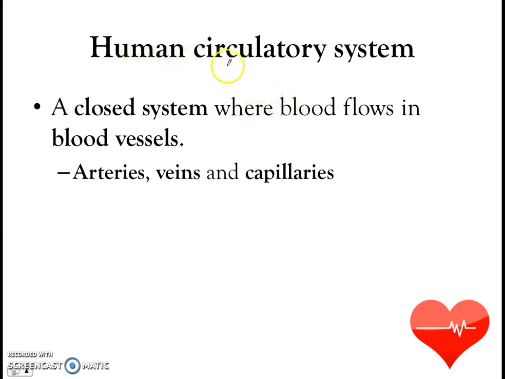Alright, so in the human circulatory system, blood flows in blood vessels. And we've seen that there are 3 main types of blood vessels, namely the arteries, veins, and capillaries. Now, because blood flows inside blood vessels, we say that the human circulatory system is a closed system. I'm not going to go too much into it, but just a point of awareness for you, because there are circulatory systems which are called open circulatory systems. If you're interested, you can take a look at insects, you can take a look at snails, my favorite animal. Those have open circulatory systems.